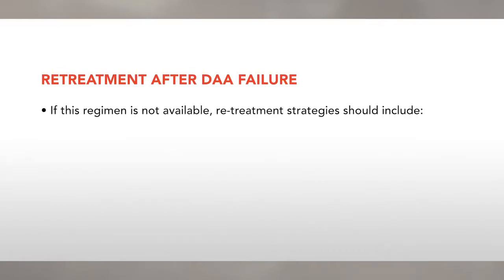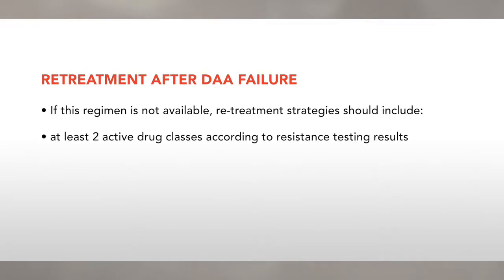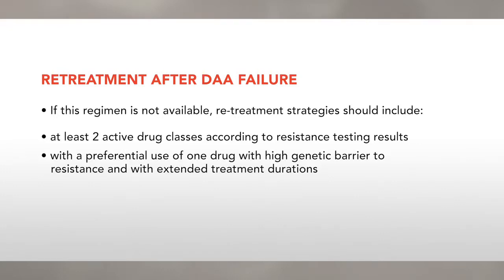If this regimen is not available, retreatment strategies should include at least 2 active drug classes according to resistance testing results, with a preferential use of one drug with a high genetic barrier to resistance, and with extended treatment durations and potentially addition of ribavirin.